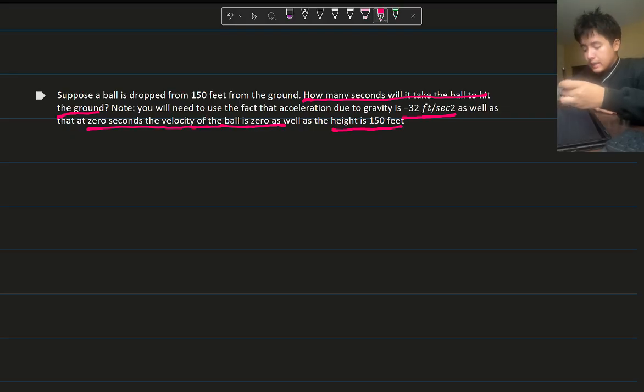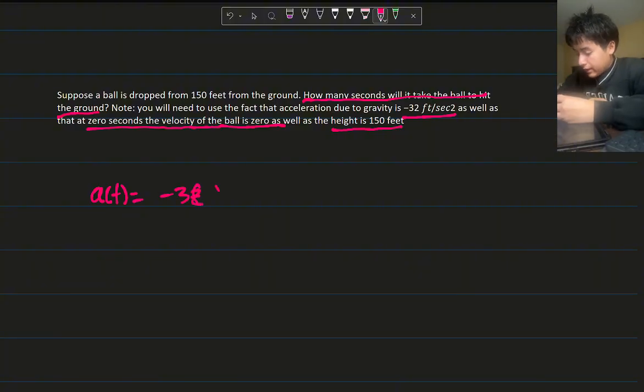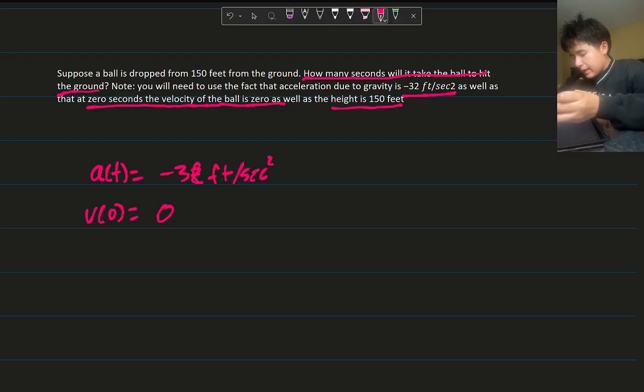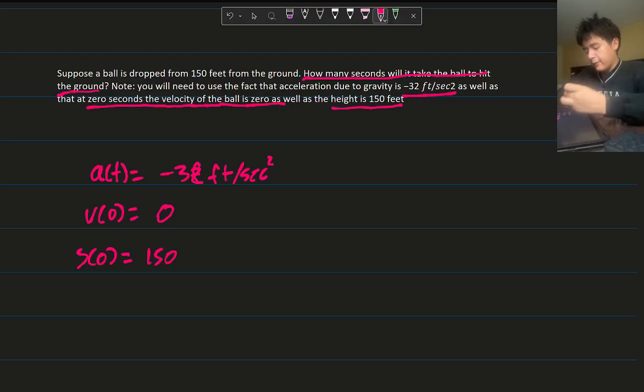Okay, so the good thing is that they gave us acceleration, so we can say that a of t is equal to negative 32 feet per second squared. We are also given that the velocity at 0 is equal to 0, and the height is also 150. Height is more or less position. So s of 0 is equal to 150 feet.